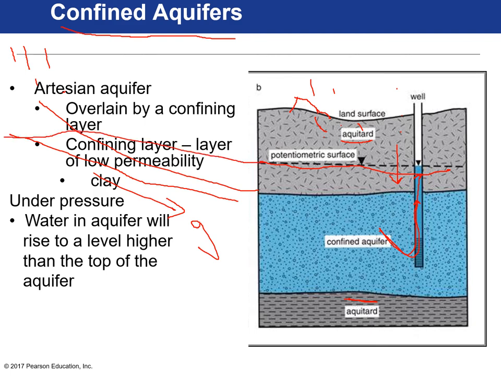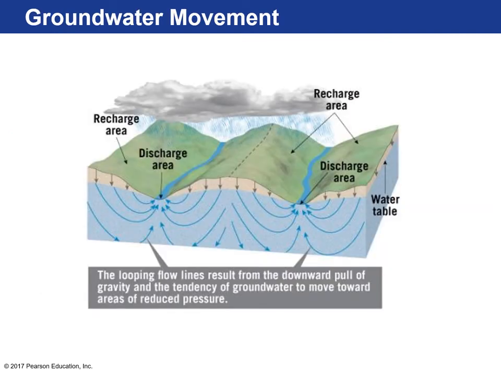And so in some cases, the water can rise up so high that it just flows out of the well. So you don't even have to pump water out of the well. That would be referred to as an artesian system. Okay, so a lot of times the water's under pressure and it'll rise above the water table here. So those are confined aquifers.